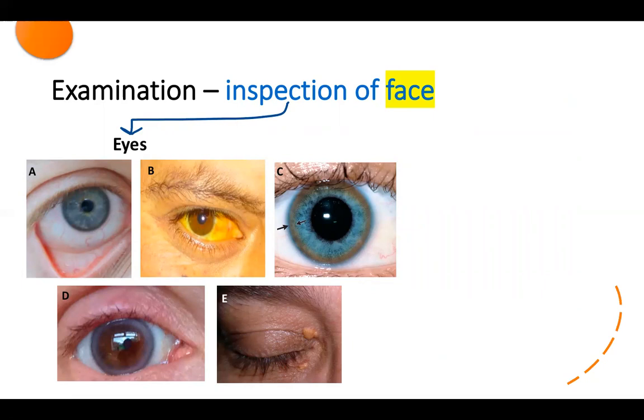So what do you guys think is A? Yeah, conjunctival pallor, that's great. And what about B? Yeah, so if B is scleral jaundice, let's go on to C. Yeah, so C is something that you'd see in Wilson's disease, in this case, Fisher rings. So they're quite prominent to see. And what about D and E?